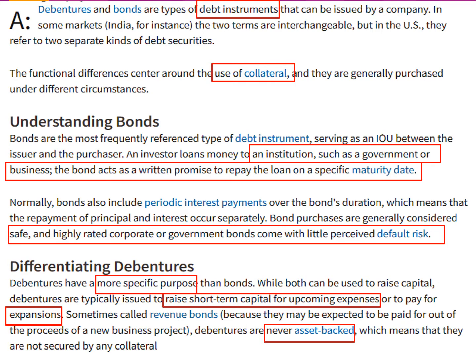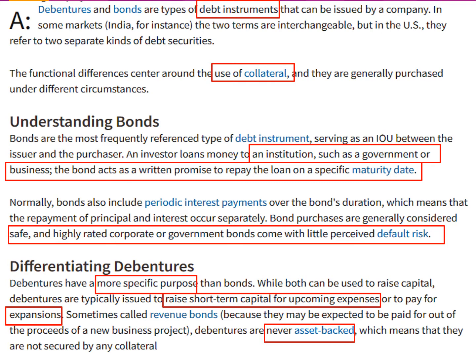First of all, bonds. Bonds are the most frequently referenced type of instrument, very common, serving as an IOU between the issuer and the purchaser. An investor loans money to an institution such as the government or a business. The bond acts as a written promise, something like a note with a signature on it, to repay the loan on a specific maturity date. Normally, bonds also include periodic interest payments over the bond duration, which means the repayment of principal and interest occur separately. That means the interest will be paid regularly, while the principal will be paid at the end of the maturity date.